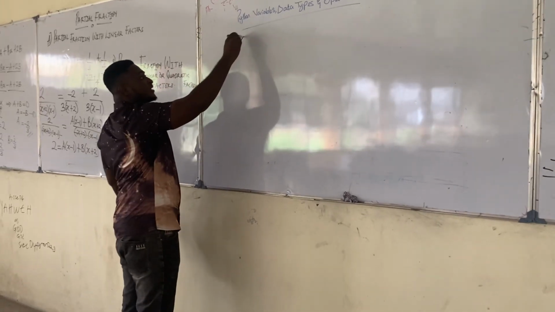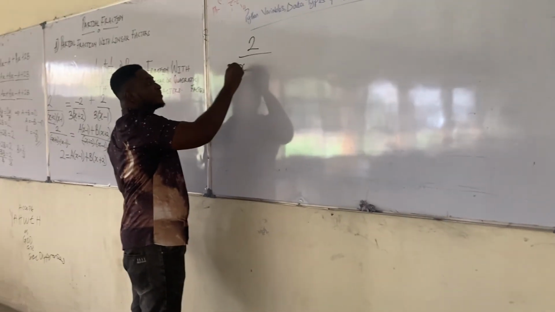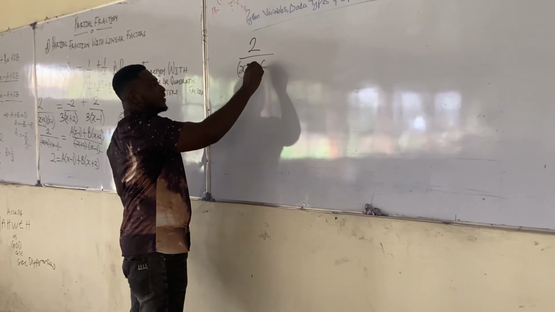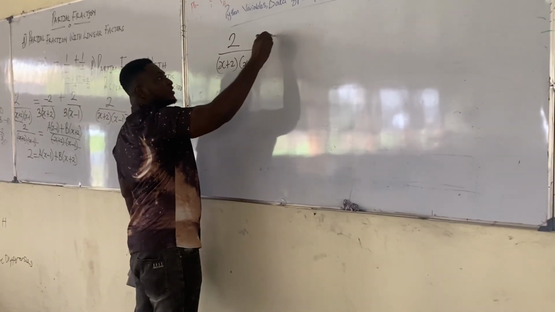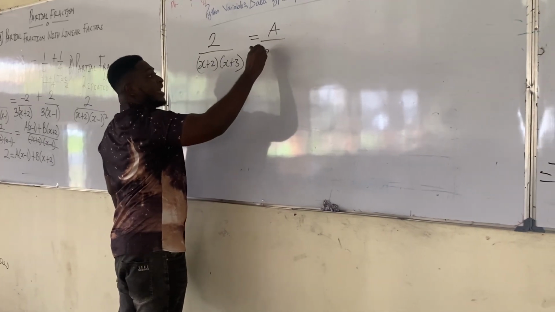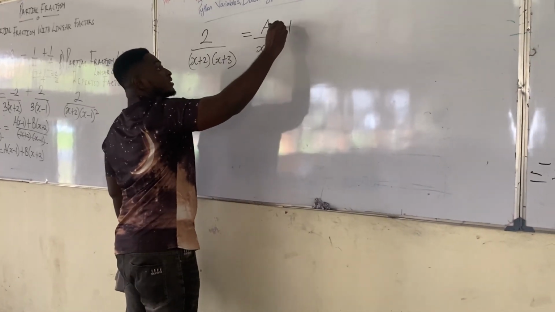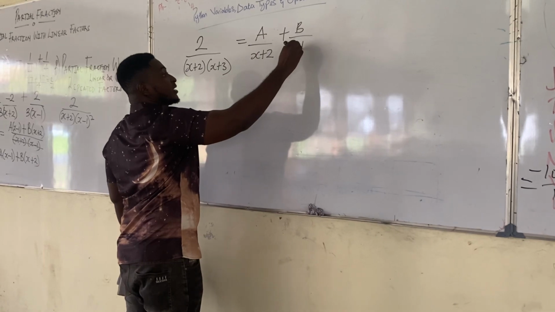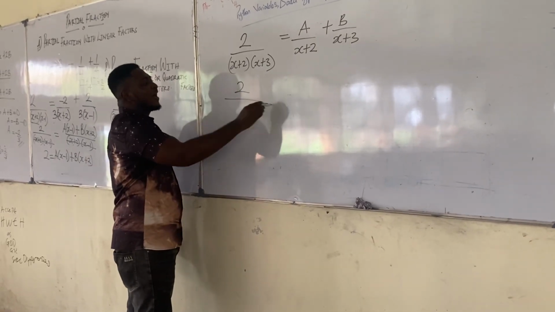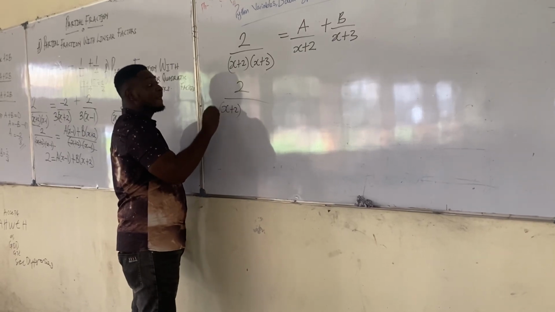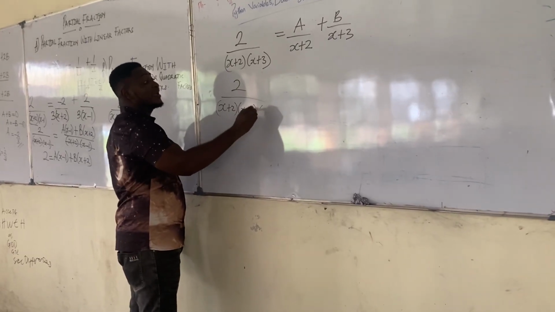Did I tell you that if you have a fraction 2 all over (x + 2)(x + 3), please look up, class. To break this into partial fractions, you're going to say A all over x + 2 plus B all over what? x + 3. What if you add 2 all over (x + 2)(x + 3)(x + 4)?